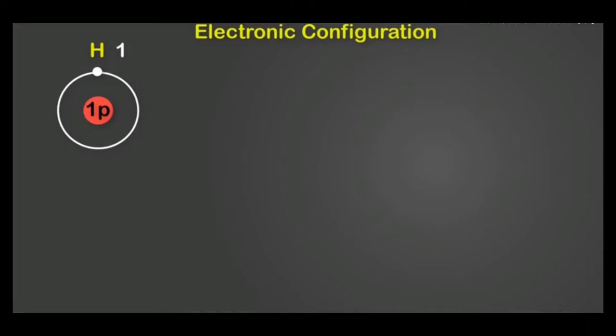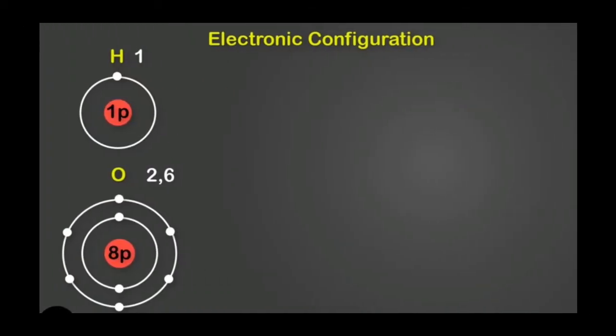Let's see the electronic configuration of a few elements. Students, you have learnt about electronic configuration in class 9. I hope you remember. First, let's see the electronic configuration of hydrogen. Its atomic number is 1 and it is present in period 1 and has only one shell. Next, the electronic configuration of oxygen. Its atomic number is 8. It has 8 protons and 8 electrons.